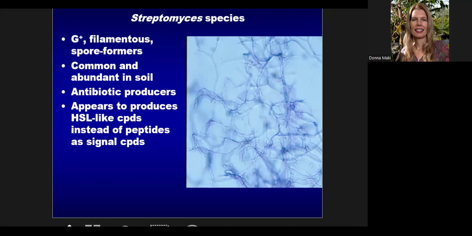So I'll show you a picture of what I mean in a minute. But this is what they look like under the microscope. This is just the methylene stain. But they do stain gram-positive. They would look purple with crystal violet.